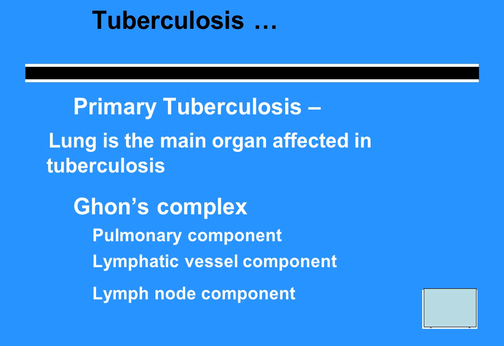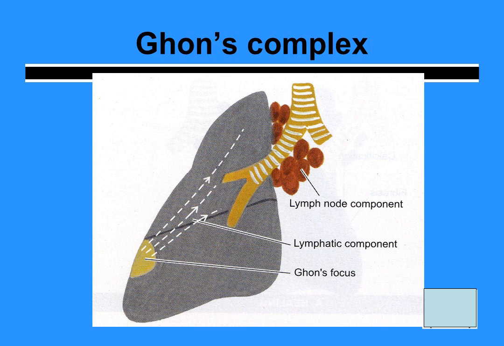You must have heard of Ghon's complex. The Ghon's complex is a complex consisting of three things. First is the pulmonary component, which is called Ghon's focus. This is the site in the lung where the bacteria infect. The second part of the complex is the lymphatics, through which bacteria can traverse from Ghon's focus to the regional lymph nodes. And the third component is obviously the lymph nodes.